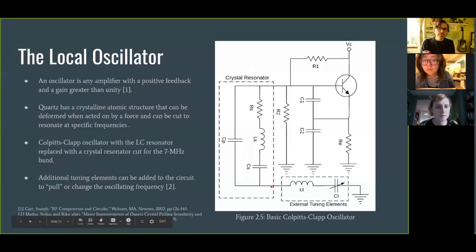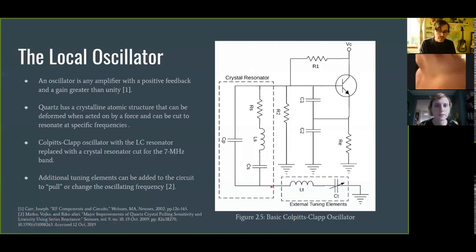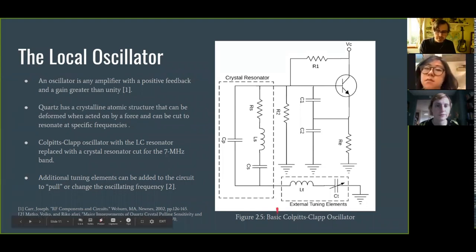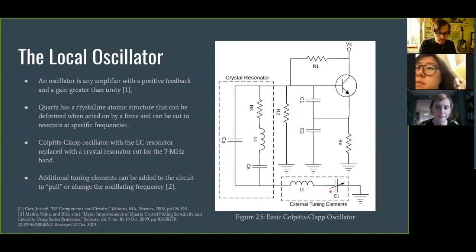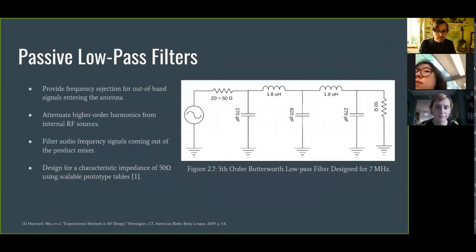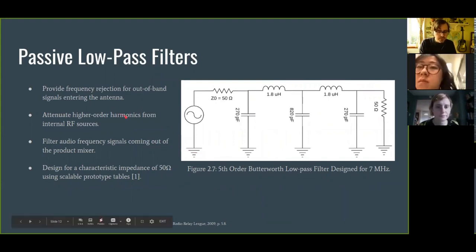Additionally, I guess the problem of using quartz is that it wants to really just oscillate at the single frequency that it's cut for. So in order to be able to tune our radio up and down the band, we need to be able to pull the frequency from the one that it's designed for. So we can add these external elements, this little inductor and capacitor to ground, and as we change this capacitance, we'll actually tune the frequency. So we'll get to design that, play around with that a little bit. Then we can also design some passive low-pass filters to help us select the station we want to hear and not just listen to all of them at the same time, which is a little nauseating.